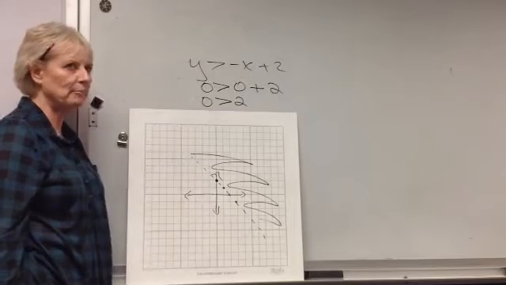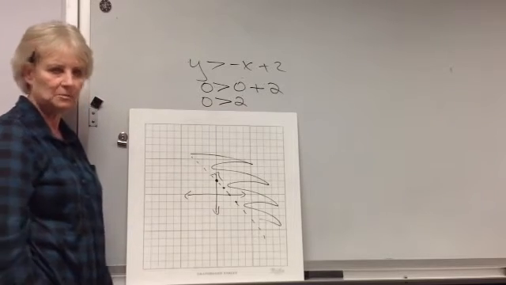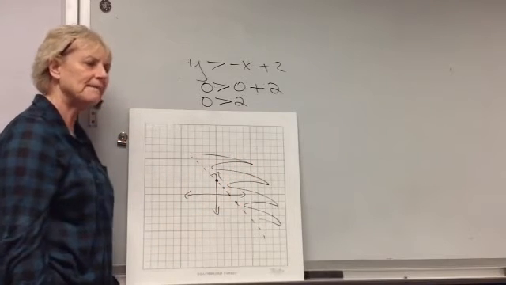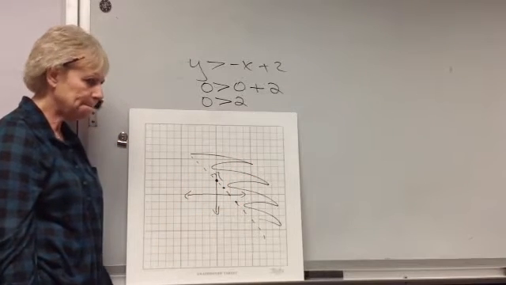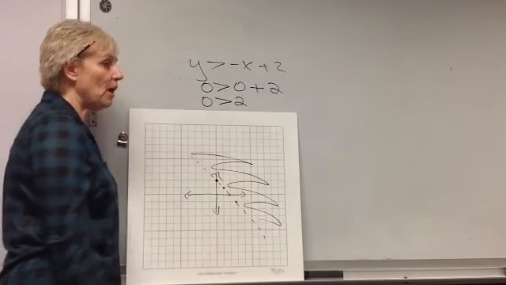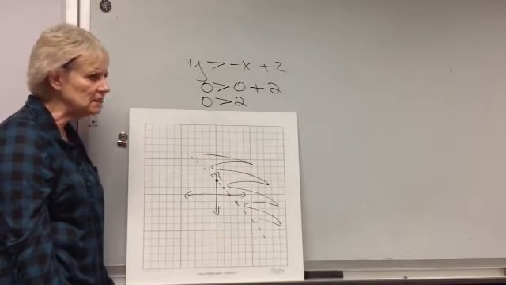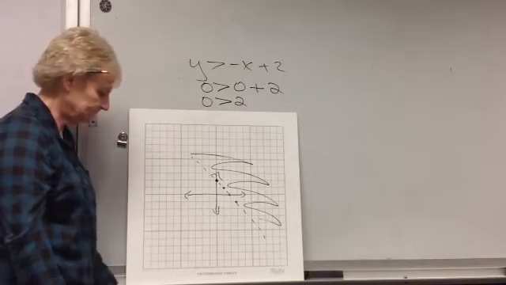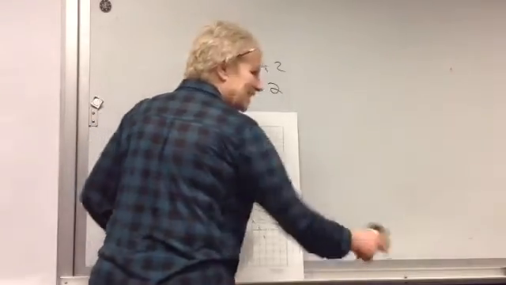You don't have to remember above and below. Pick a point. Every point in this shaded area works. But when it's a dotted line, the line itself doesn't work. On the line does not work. But what if it's a solid line? Then all the points on the line work, because it says equal to.